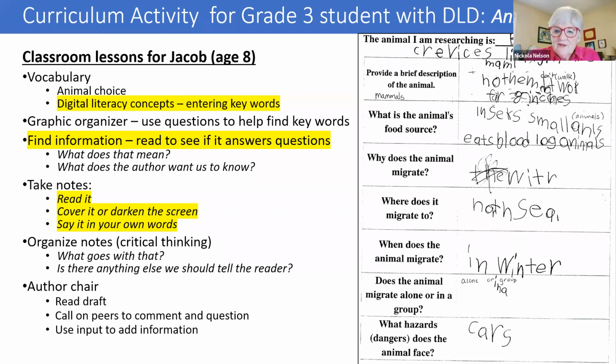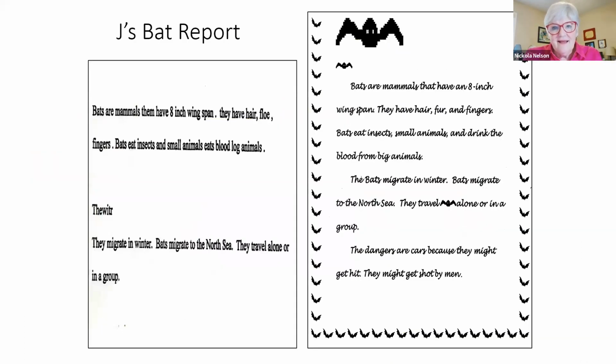So you can see here his initial research showed him that bats were animals living in caves, and he liked that word crevices, that they were a mammal, that they don't walk, that their food source was insects, small animals, and the blood of large animals. They migrate in the winter, go to the North Sea, again in the winter. They do it in a group. Got a little help with shared pencil there. And what hazards do they face? Well, cars, I don't know about that one.